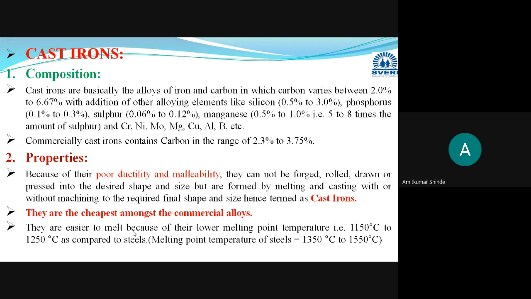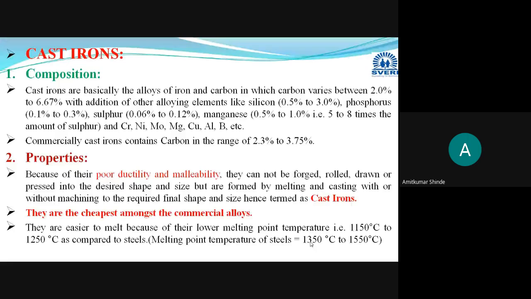Why are they very easy to melt? Because their melting point is very low. If you compare cast iron with steel materials, almost all steels and alloy steels have a very high melting point, more than 1350 degrees Celsius. In this bracket I have mentioned the melting point of steels. Generally steels have a very high melting point, and the melting point of cast irons is somewhat lower as compared to steels. That's why the melting process becomes very easy.